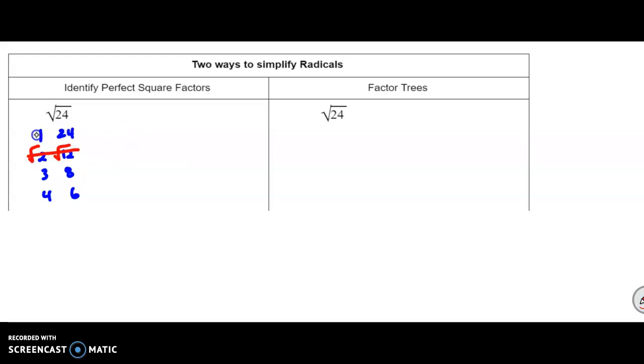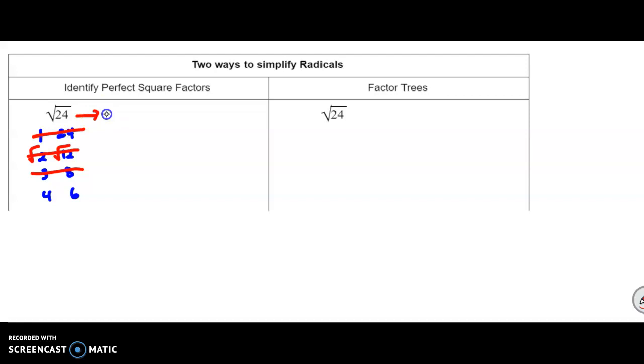I'm not going to use 1 and 24, right? Even though 1 is a perfect square, that doesn't really help us. And 3 and 8, well, the square root of 3 is not a perfect square, and the square root of 8 is not a perfect square, so I'm not going to use that. Now, by process of elimination, we have to use this one, right? But you're going to see why this works. So the square root of 24, and this actually kind of leads into tomorrow's lesson that Mr. Szabo is going to teach us.